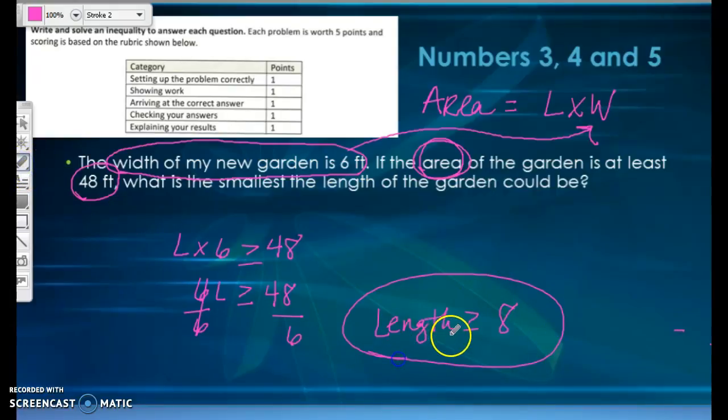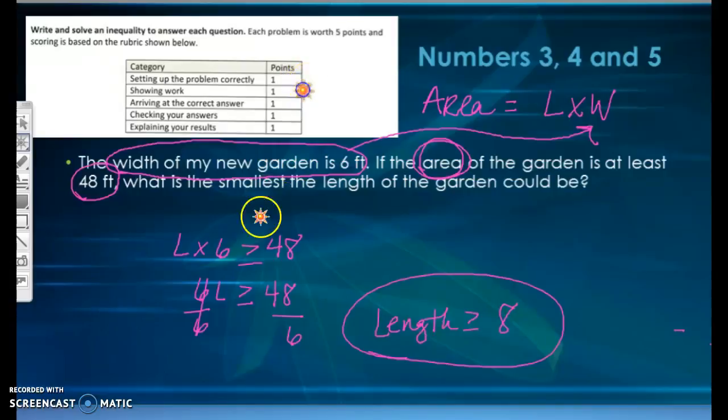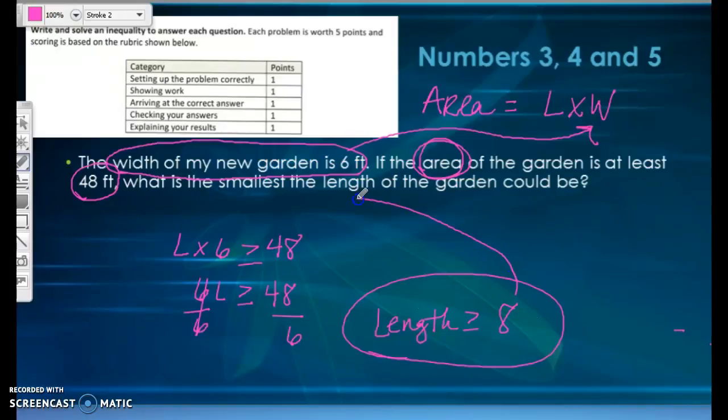So let's look back at our rubric and just make sure that you've taken care of everything. So setting up the problem would be this part. Showing the work would be this part. Arriving at the correct answer would be this part. Checking your answer, you could say, okay, well, I'm going to plug 8 back in there and see if that makes sense. So you could just say 8 times 6 equals 48. Yeah, that works. So checking your answer. And then explaining your results.